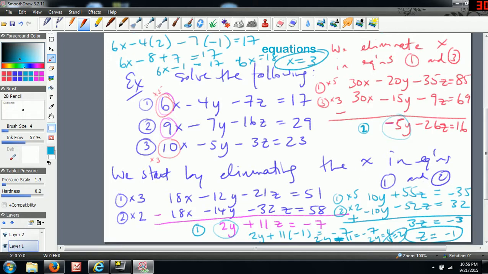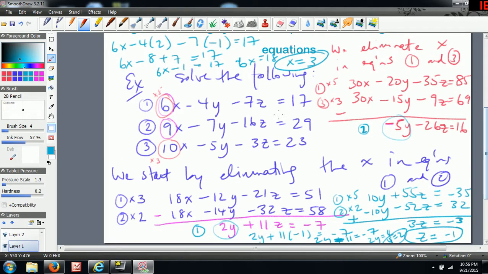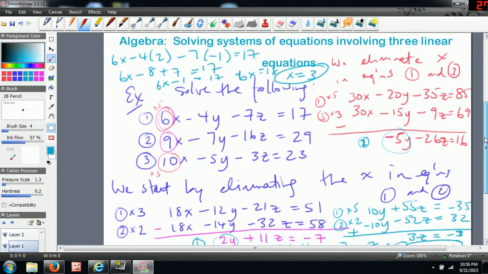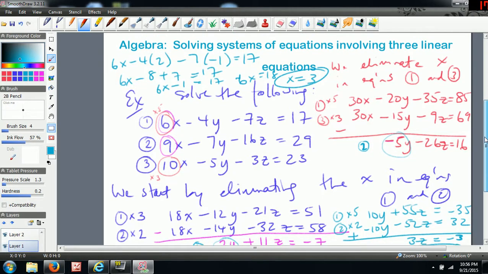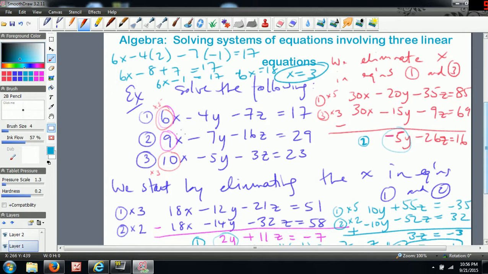There's more than one way to go about these, but usually you want to try to eliminate and go from there. So that's how to solve a system of equations when you have 3 linear equations, so when you have 3 unknowns and 3 equations, that's how you would solve the system, or solve for x, y, and z.